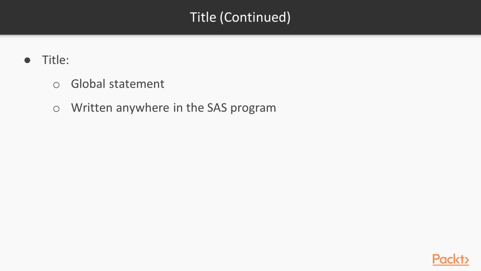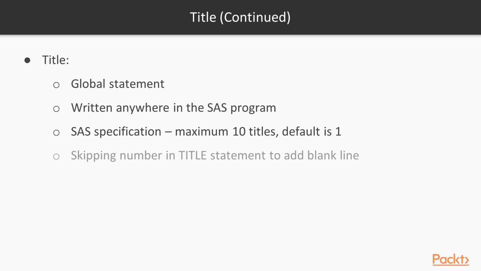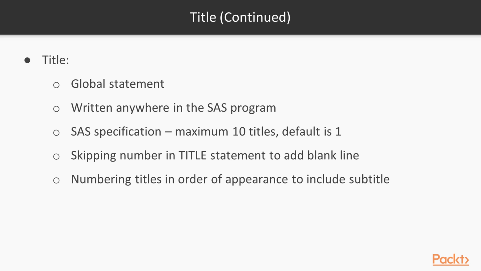Coming back, finally we will summarize titles. They are a global statement. They can be written anywhere in the SAS program. The specification is maximum 10 titles. Default is 1 in SAS. The skipping number in title statement adds a blank line. Numbering titles in order of appearance to include subtitles makes the output more informative.